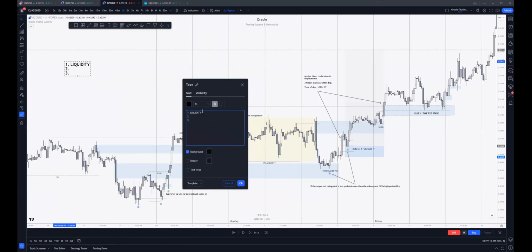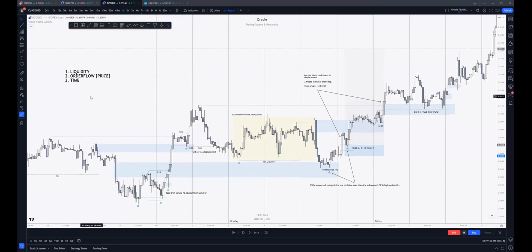Consequential order flow. Yeah, order flow. So order flow, we can just call that price, right? And the third one, so we have liquidity, order flow. Displacement? No, that's part of order flow. Bias maybe? Nope, bias is the accumulation of all three of these things. Time? Time, yes, time. Liquidity, order flow, and time.